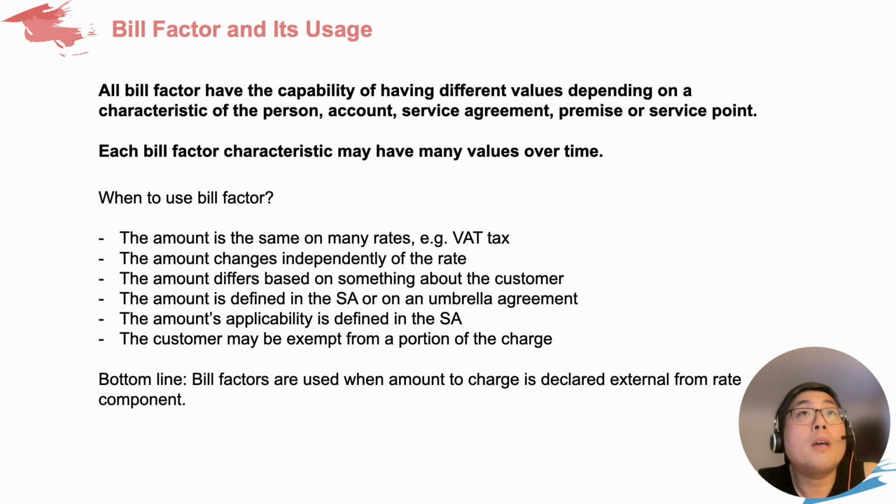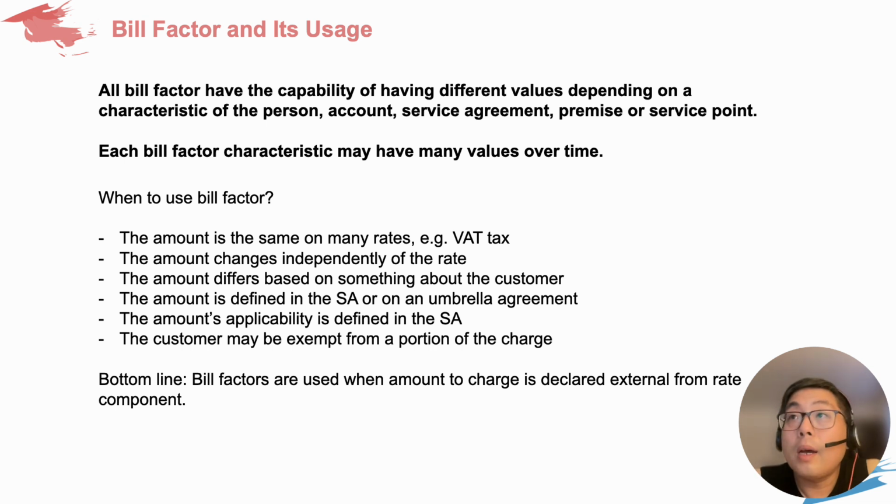So all the bill factors have the capacity to have different values depending on a characteristic of person, account, service agreement, premise, or service point. So when you define a bill factor, you can define generic values. Let's say, okay, you have a bill factor for tax, the rate is 5%.